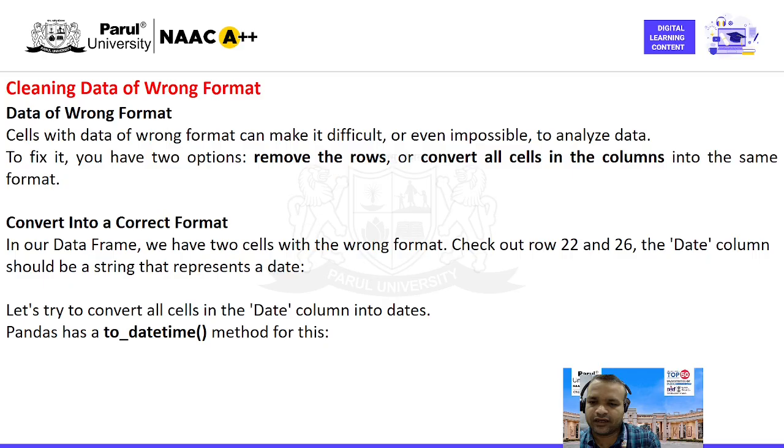In our data frame, we have two cells with the wrong format. If you want to see them, check the data cleaning .csv data set. You will find row numbers 22 and 26 with the wrong format in the date column. It should be a string that represents a date. Let's try to convert all cells in the date column into dates.